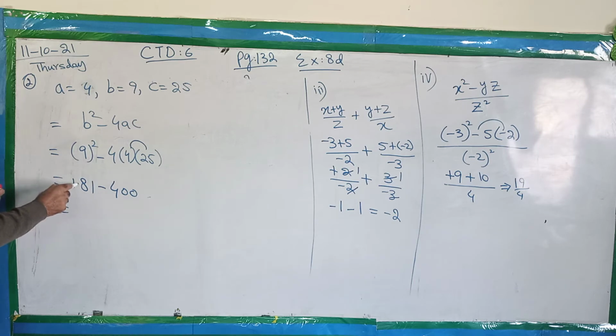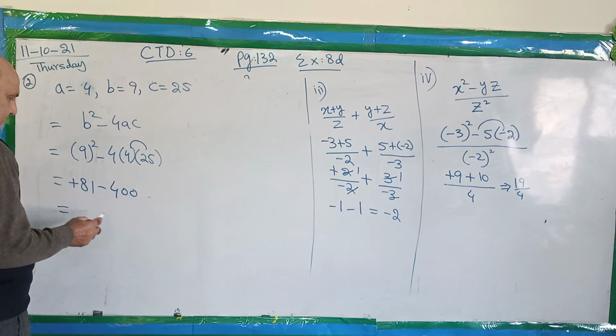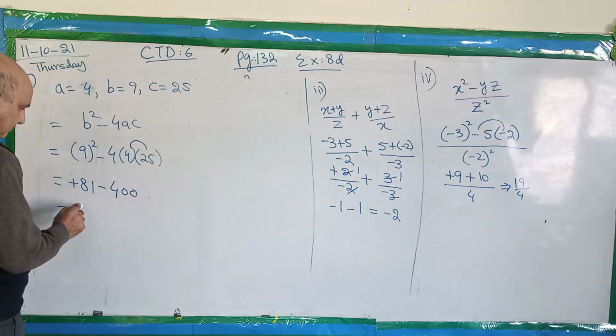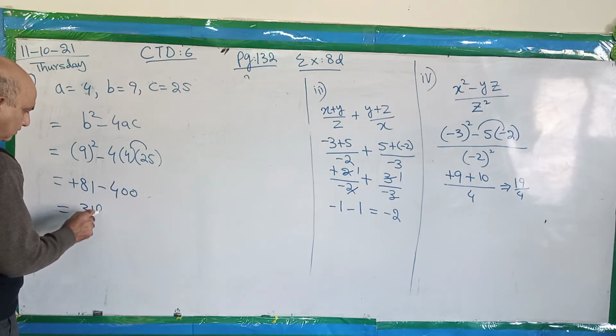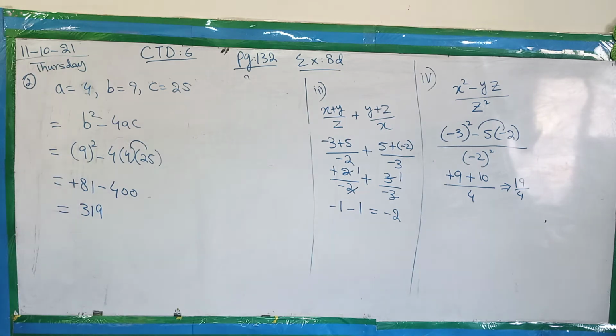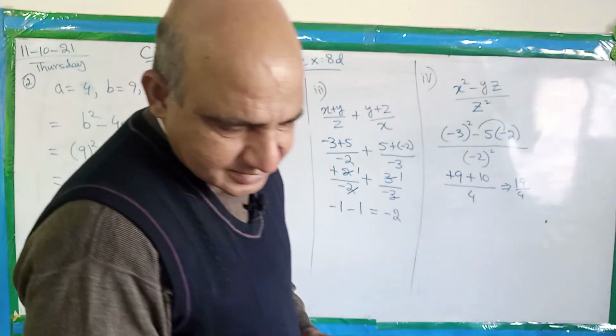So here is the positive sign, here is the negative sign. What happens when there are different signs? We subtract them. So this is 319. What is the sign with the answer? Minus. Because the sign of the greater number is minus, that's why we will write it as it is.